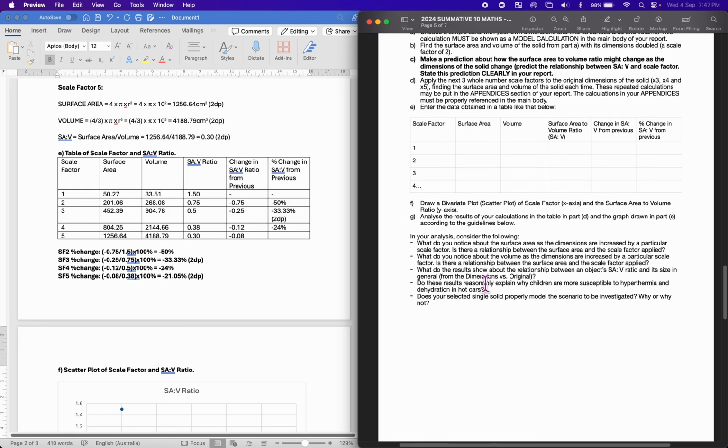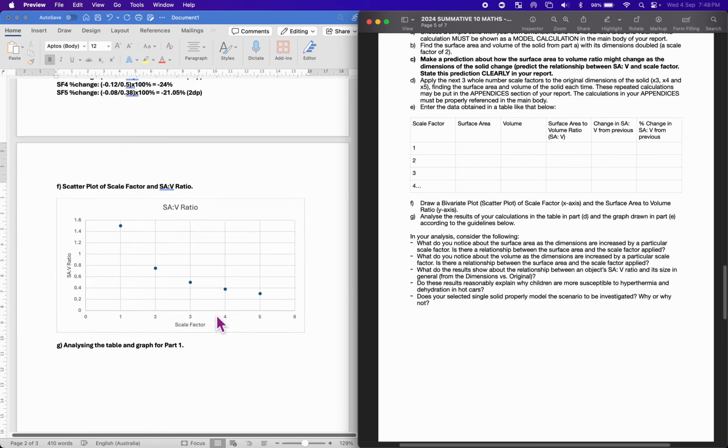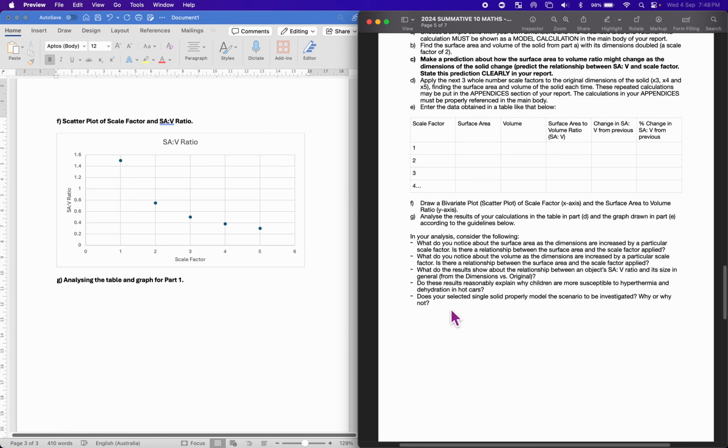What do the results show about the relationship between an SAV ratio and its size in general? So when the scale factor of something is small, like the original size, it had a big surface area to volume ratio, 1.5. But as it got bigger, the surface area to volume ratio halved. Then it got bigger again. It didn't halve again, but it still got smaller. Got bigger again, smaller, but the amount that this ratio is going down is getting smaller and smaller all the time. Okay, that's something to talk about here.